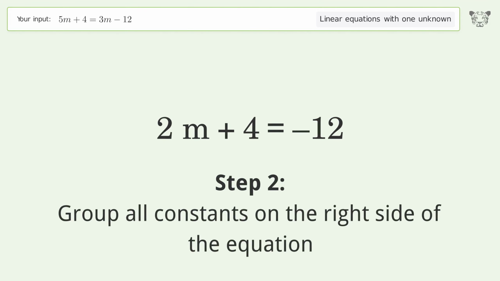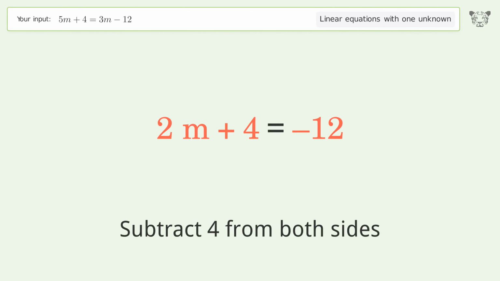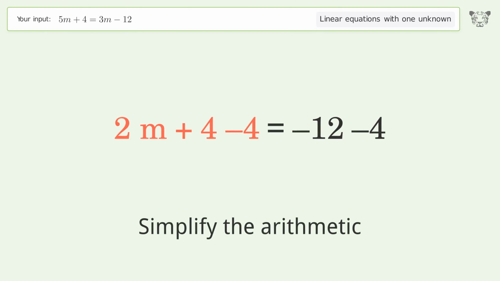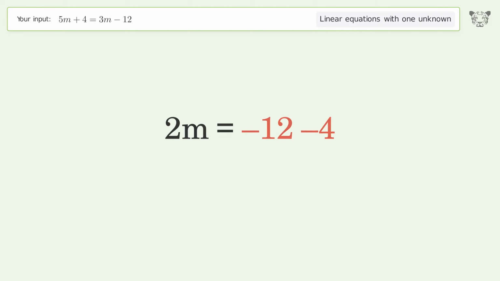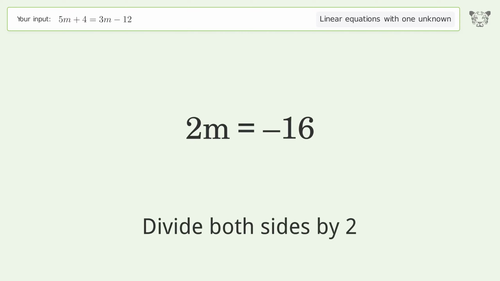Group all constants on the right side of the equation. Subtract 4 from both sides. Simplify the arithmetic. Isolate the m. Divide both sides by 2.